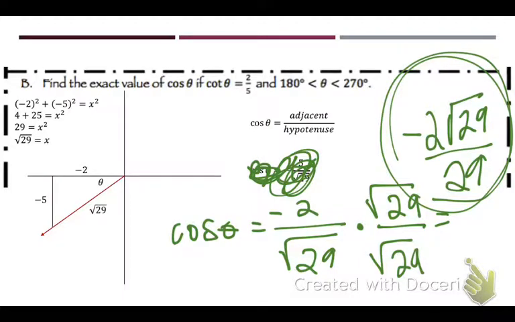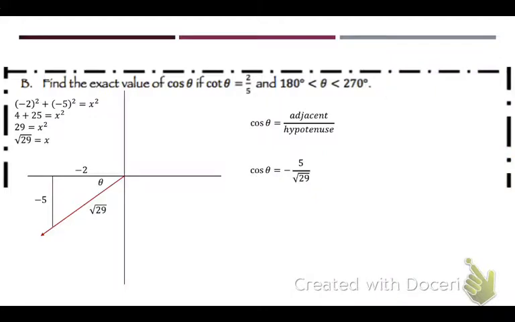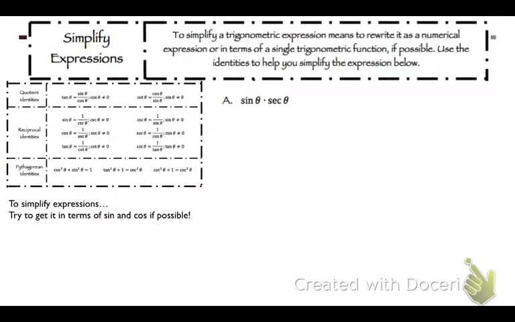Okay? Not too bad. You just have to draw the triangle and then find your missing side, and then you can go find the ratio. Okay, so let's get into simplifying expressions.